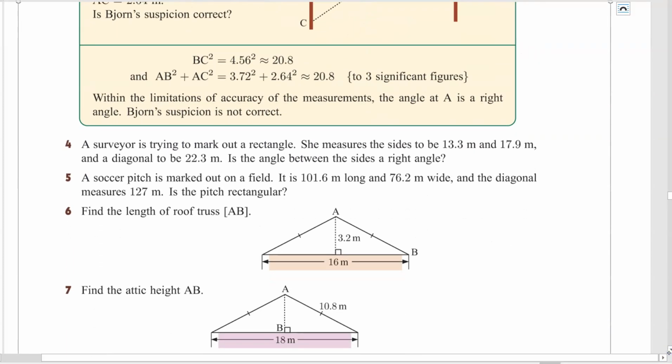So question number 5, a soccer pitch is marked out on a field. Please make sure that you draw the diagram. This time you've got 3 bits of information, not 2, and trying to find a third. But think about it, something will only be rectangular if the corner is a right angle. And you will have a right angle triangle, and of course it's only going to be a right angle if it fits Pythagoras. So question 5 is basically asking you, prove that the shorter 2 sides squared added together equals the longer side squared. Write it up nicely because I do want to look.